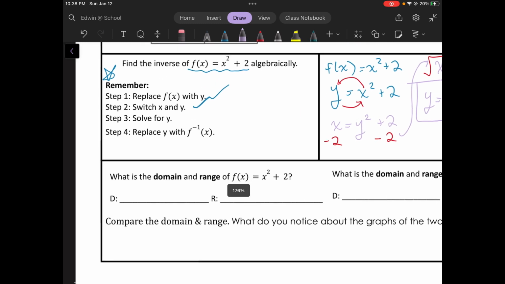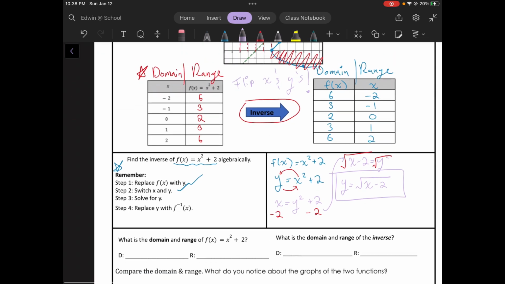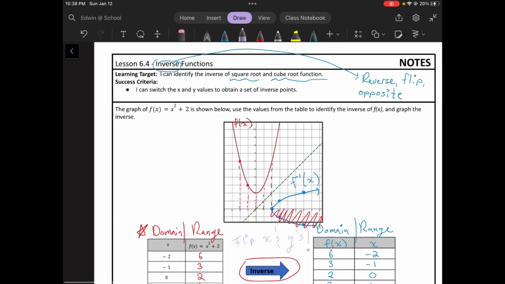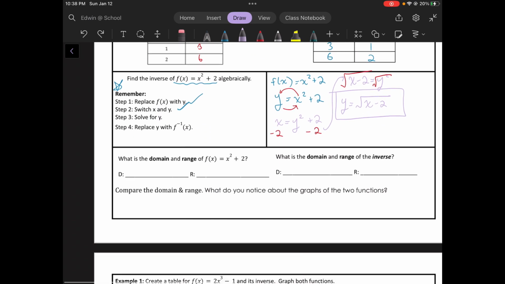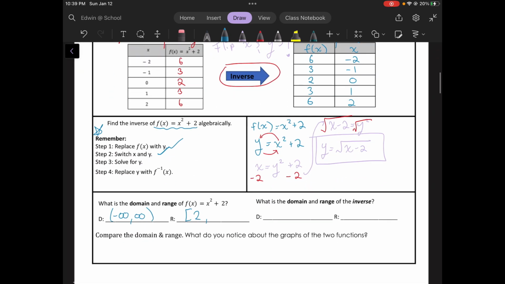Now for the domain and range, we need to first look at our graphs to see how they change, or just to see how far they extend. So the x squared plus 2, which is this one, goes forever to the left, forever to the right. So that means we have a domain of negative infinity to positive infinity. The lowest point is going to be 2. And the highest point is going to be, let's see, infinity. It goes up forever.